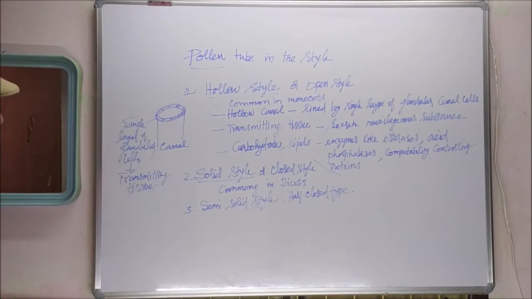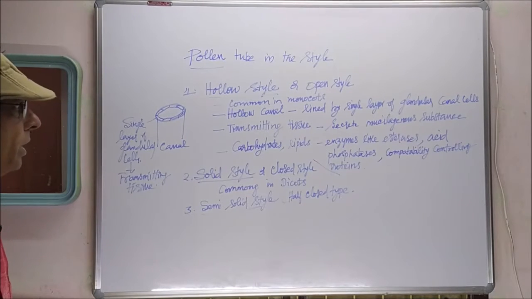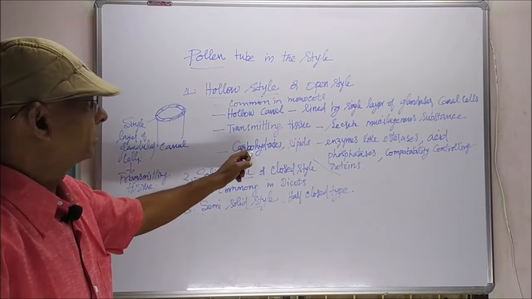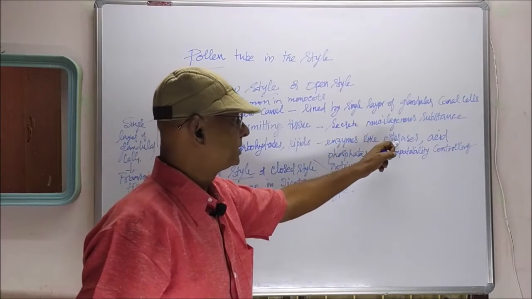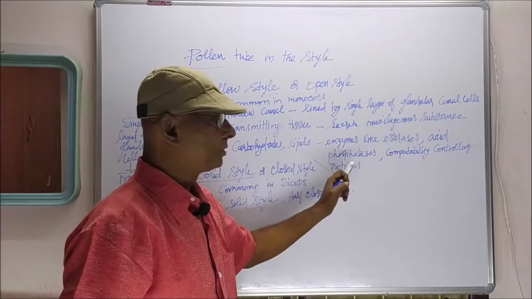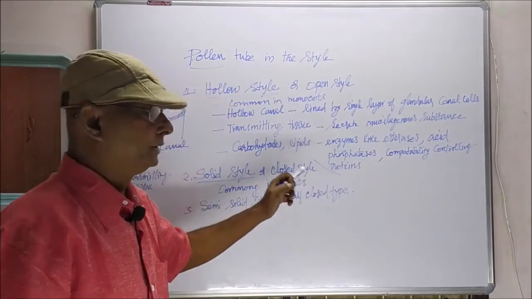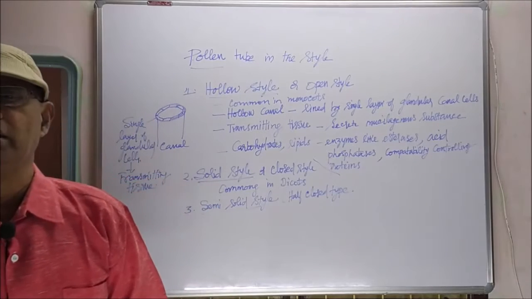The transmitting tissue secretes a mucilaginous substance. The mucilaginous substance contains carbohydrates, lipids, enzymes like esterases, acid phosphatases, and compatibility controlling protein. And these are all the substances present in the transmitting tissue.